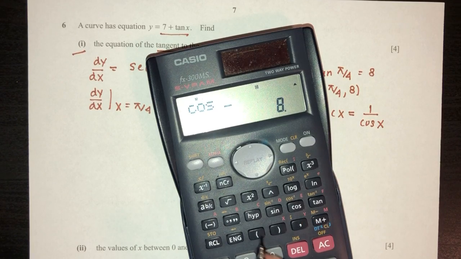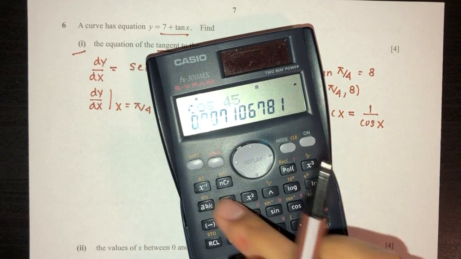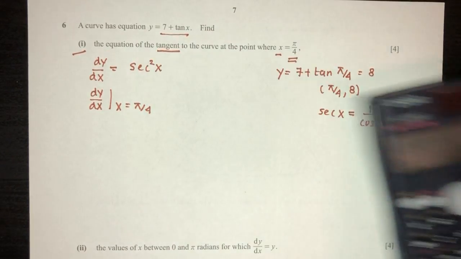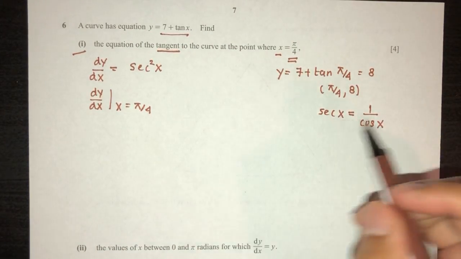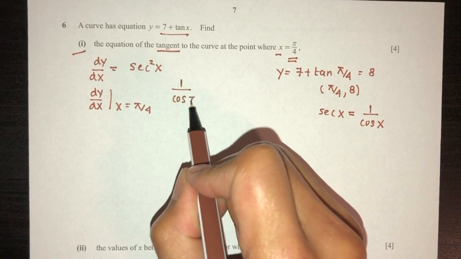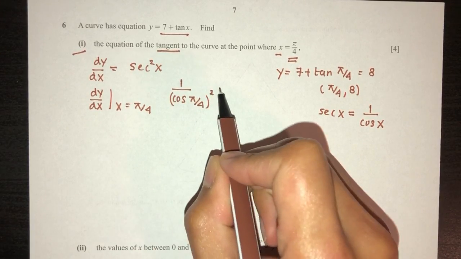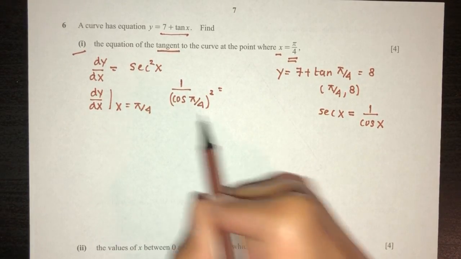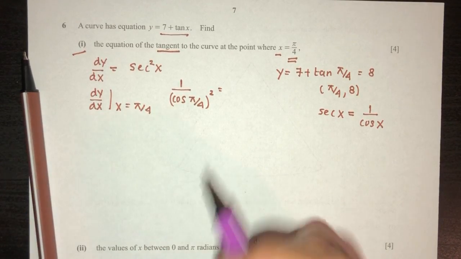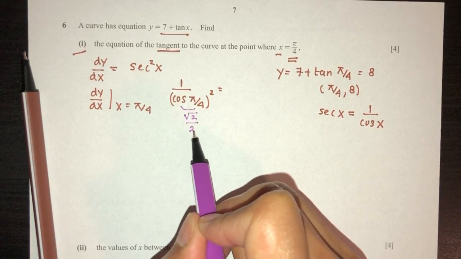So cos of 45 degrees, that should be this value. If you know, that will be root 2 divided by 2. Okay, so that should give you 1 over cos of this squared. So this value here, let's write this down in a different color. So cos of this is root 2 over 2.